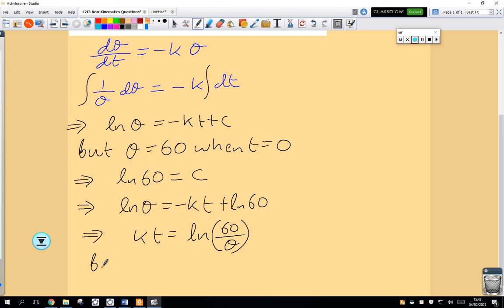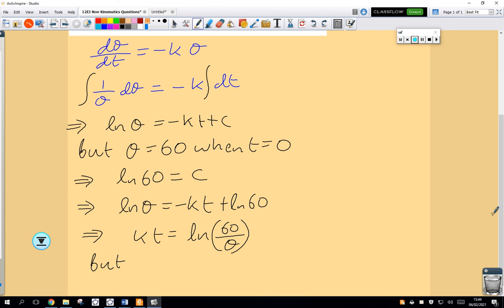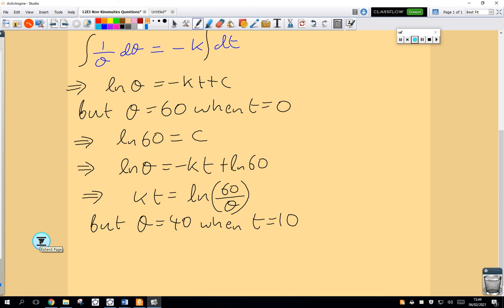Also, we're told, going back to my initial conditions, that theta is equal to 40 when t is equal to 10. So theta is equal to 40 when t is equal to 10, and we're going to start solving here. So substituting in, t is 10, we're going to get 10k is equal to natural log of 60 over theta, which we're saying is 40. That's of course the natural log of 3 over 2, or 1.5 if you prefer.